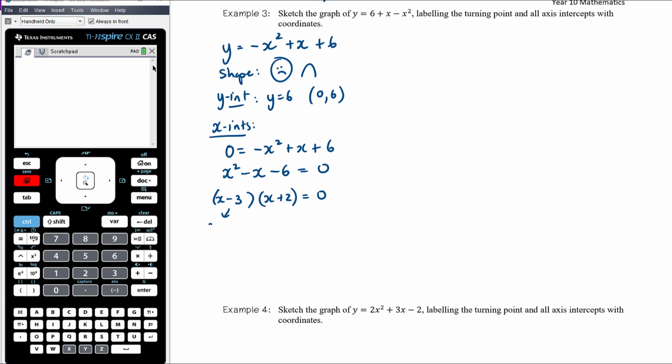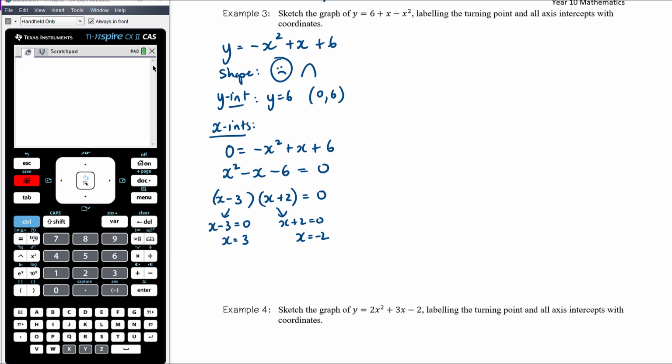And then we use our null factor law that says if two things multiply together to equal 0, then one of them or both of them must be equal to 0. So x minus 3 must equal 0, or x plus 2 must equal 0. So x equals 3 or x equals negative 2 are my two x-intercepts.